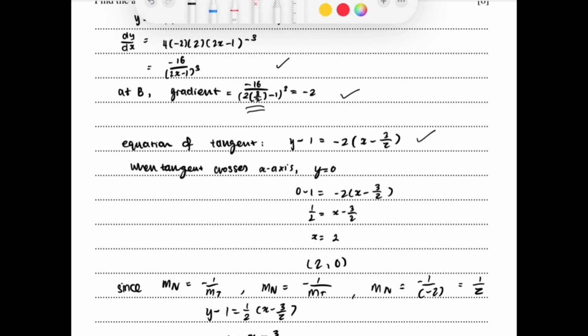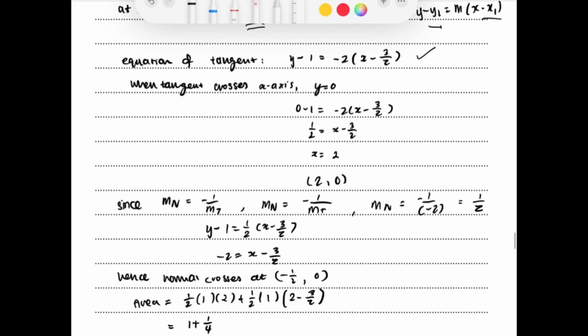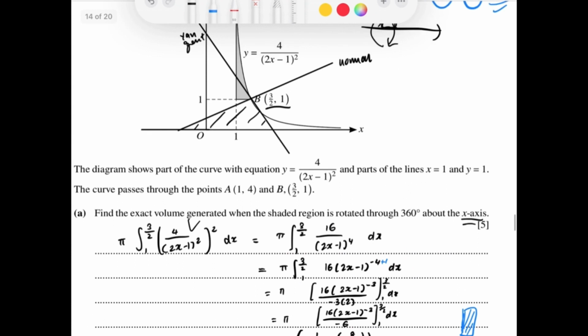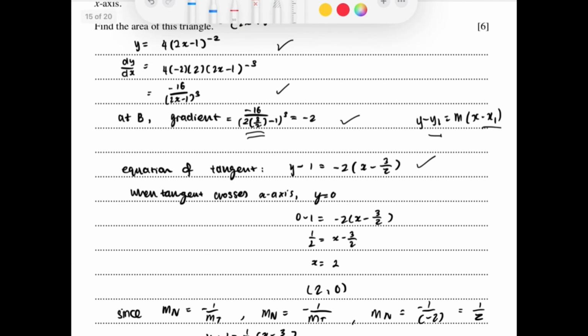From there I can find the equation of my tangent, which is you just use the equation y minus y1 equals m times x minus x1. So my y is my 1, my x is my 3 over 2. And then from there I want to find the coordinate where my tangent has crossed into the x-axis, and that is over here. And as you can see, when the tangent crosses the x-axis, your y is equal to 0.